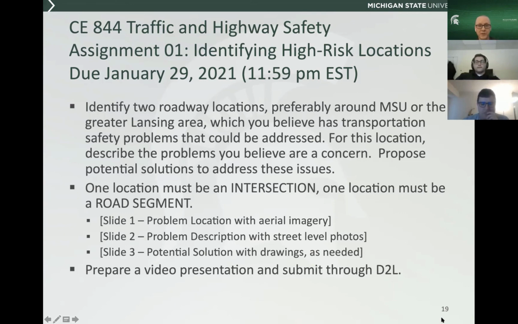You can feel free to obtain crash data if you have that capability at this point. No, we haven't started getting into that aspect of the course, so it's not a requirement here. This is more just from your perspective as a driver. Are there some locations that you feel would be somewhat unsafe? And like I said, 2 locations, I'd like for one of those to be an intersection and one of those to be a road segment, and keeping that rather general.